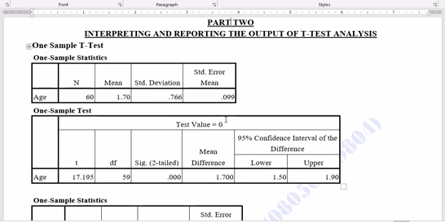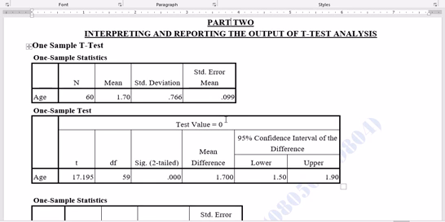We are dealing with t-test analysis, and we have different types of t-tests. You take them one after the other. I've already explained in our previous training. The first one we are going to look at is the one sample t-test.